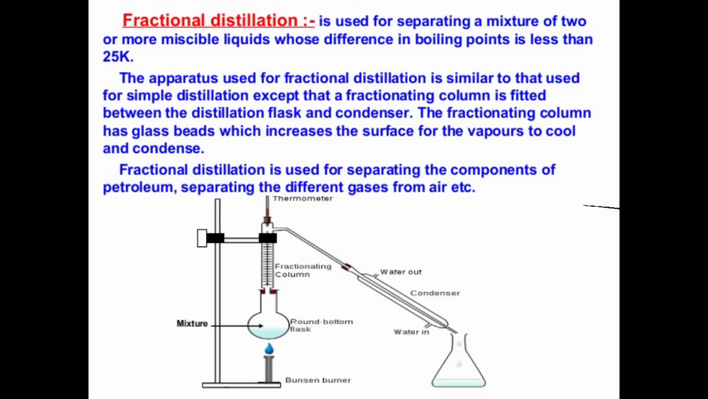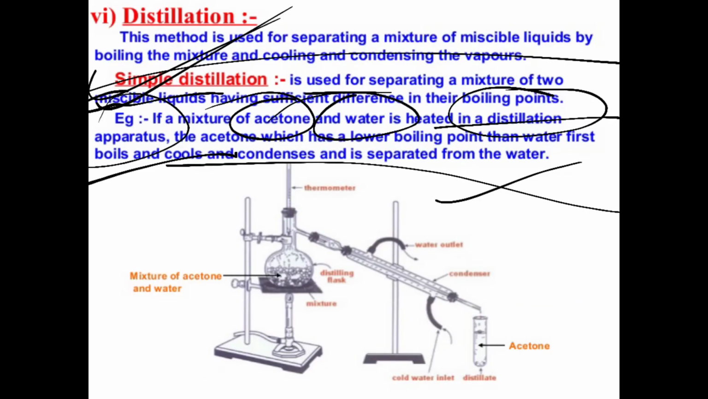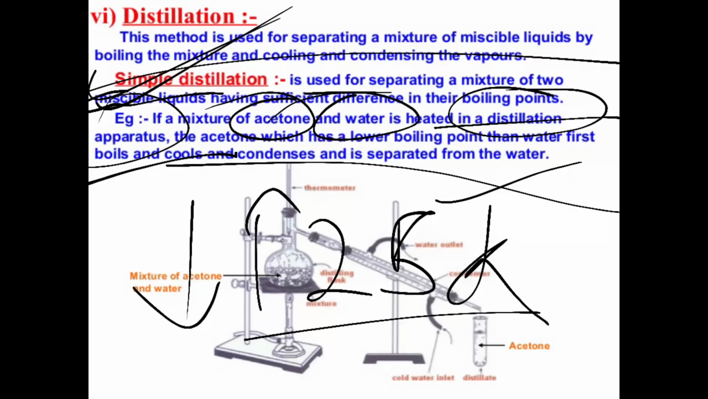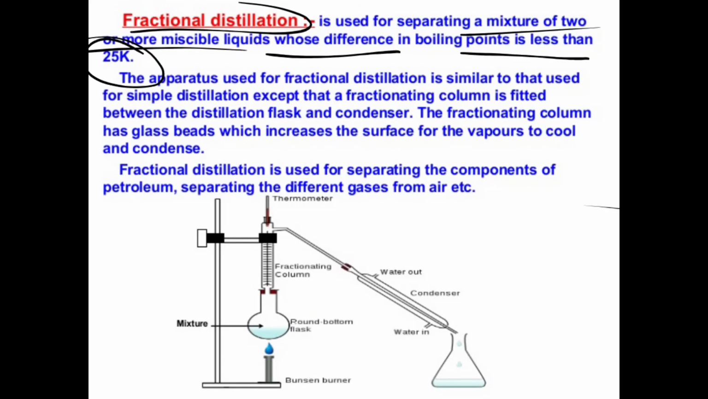Fractional distillation is used for separating a mixture of two or more miscible substances whose boiling point difference is less than 25 K. Here, in simple distillation, what happens? The temperature difference can be above 25 K. But what about if it is low? Then we prefer the fractional distillation, right?